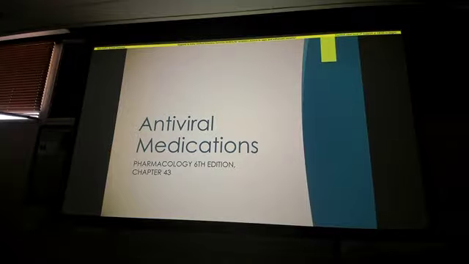Okay. So when we're looking at our antiviral medications, there are several different viruses. Can I treat a virus with an antibiotic? No, I need an antiviral medication to treat a virus. So we're going to go through some of the common things that you are going to see when we're talking about our viruses and how we're going to effectively treat them.